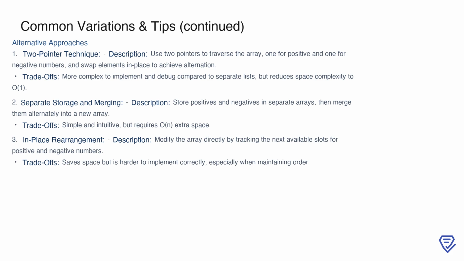Another approach is to store positives and negatives in separate arrays and then merge them alternately into a new array. This method is simple and intuitive but requires O(n) extra space.